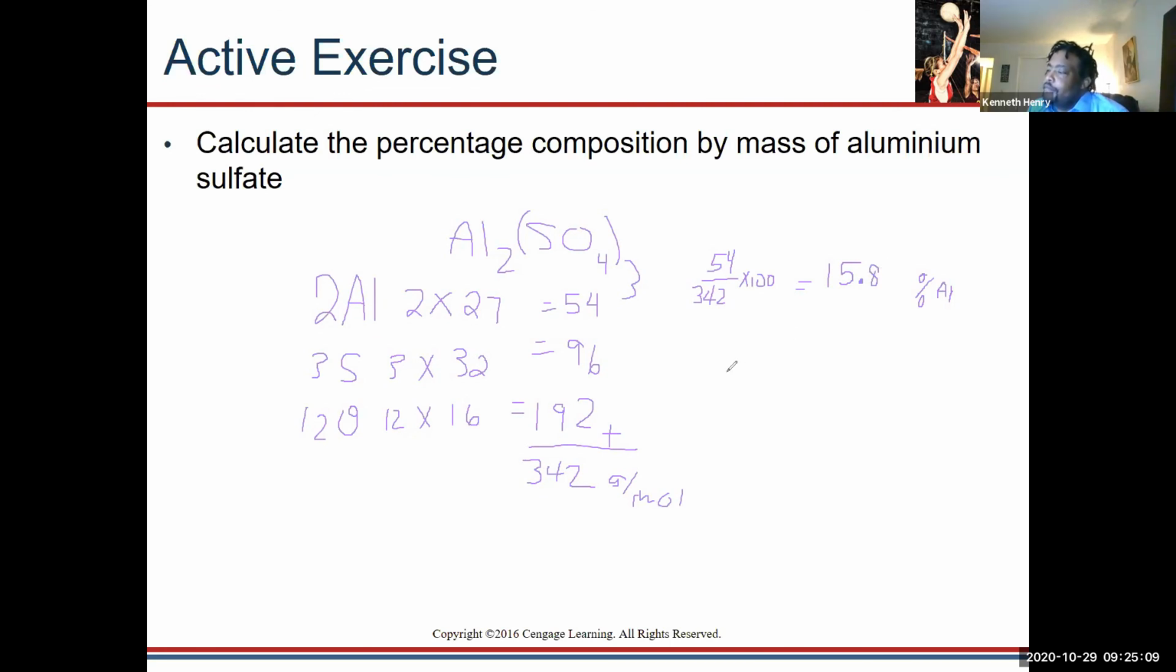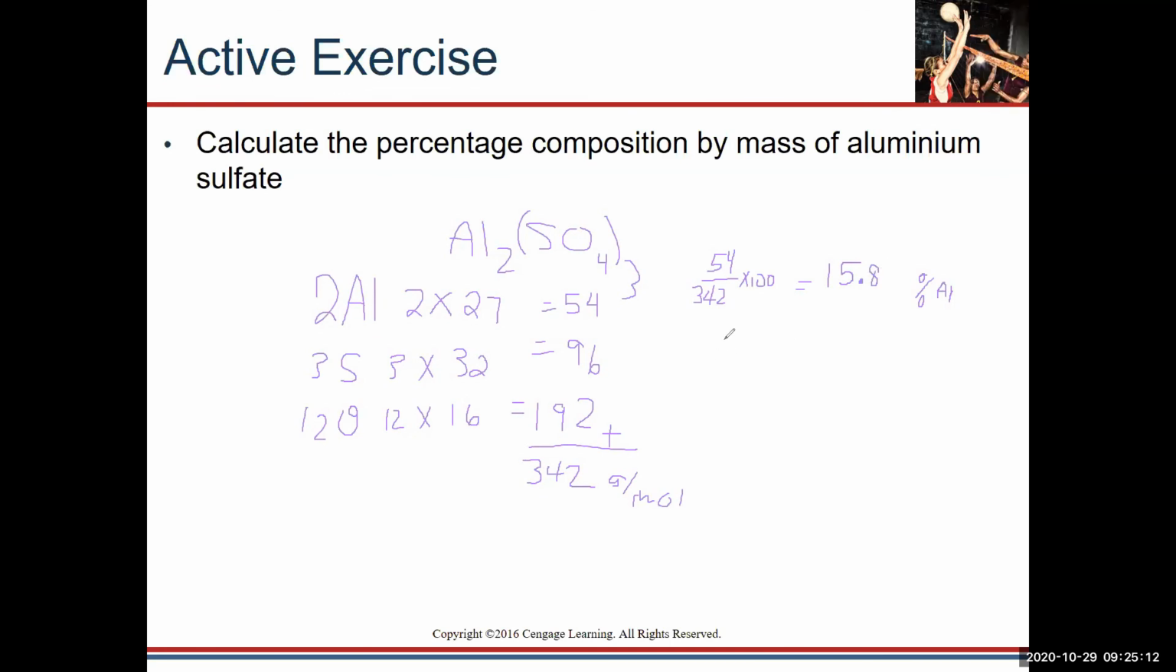And then for sulfur, we would do 96 divided by 342. Multiply that by 100, which gives us 28.1%. And then for oxygen, we would do 192 divided by 342, multiply that by 100 as well. We get 56.1%. Okay. Piece of cake.